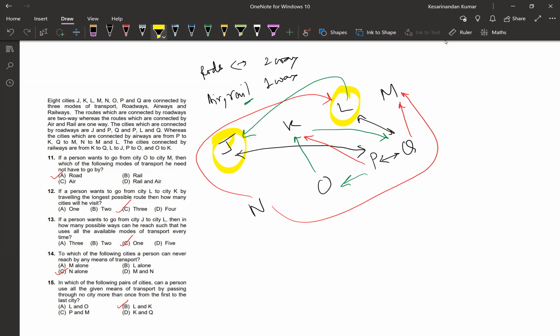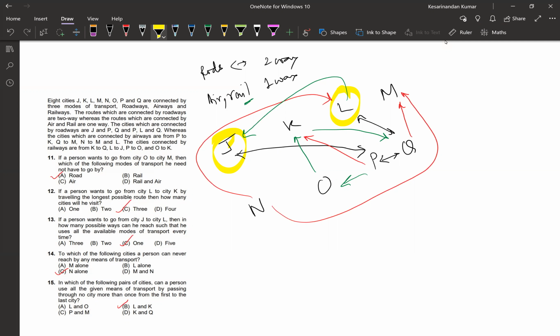So P to M, we can go one way, wherein we can use P to Q, Q to M. But there's one route, and that is P to K, K to Q, Q to M. But then again, we are using the airways twice. Unfortunately, no such route is possible then.